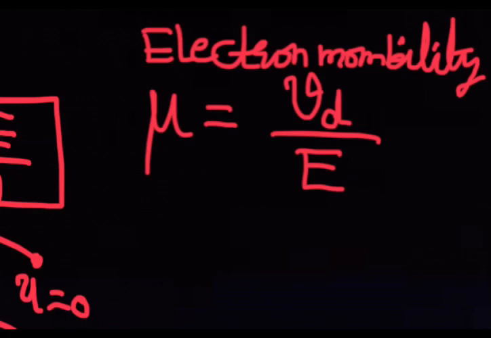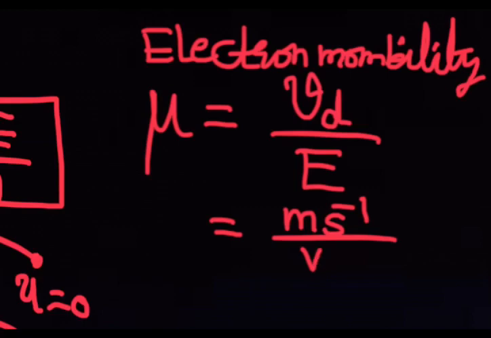How do you measure that? So mu is equal to drift velocity divided by electric field. Can you give the SI unit of the electron mobility? Yes, we can give. There's no problem. Drift velocity is meter per second, and electric field is volt per meter.